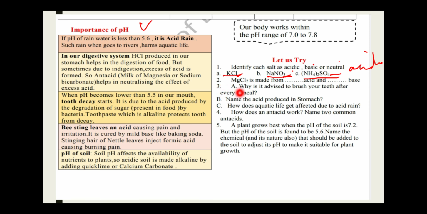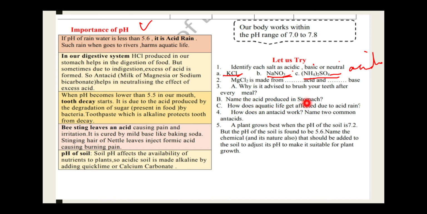Okay, so now we come to another question, number 3. Questions number 1 and 2 were discussed earlier. Question 3a is why it is advised to brush your teeth after every meal. As you know, the answer is being written: because of the presence of acid produced by degradation of sugar present in food by bacteria. So we are advised to use toothpastes which are alkaline in nature. They protect our teeth from decay.